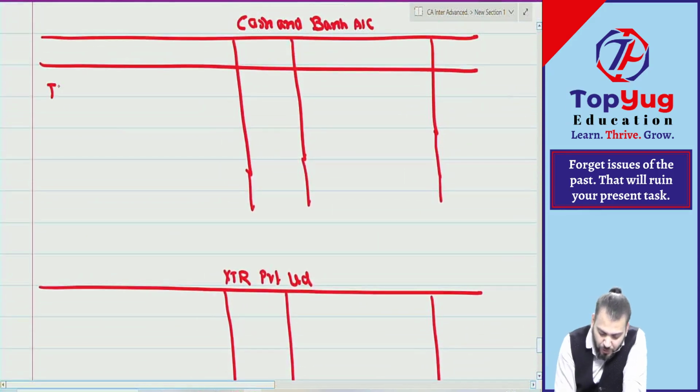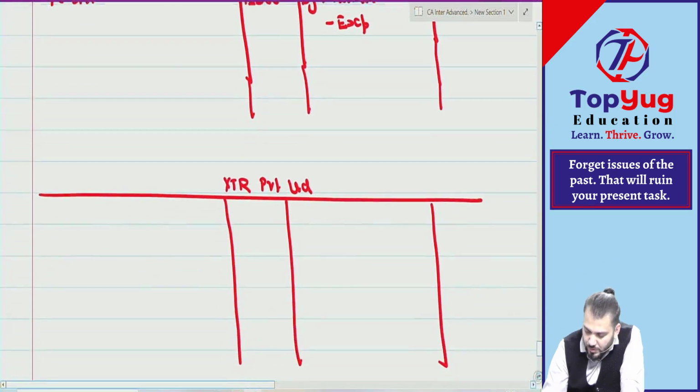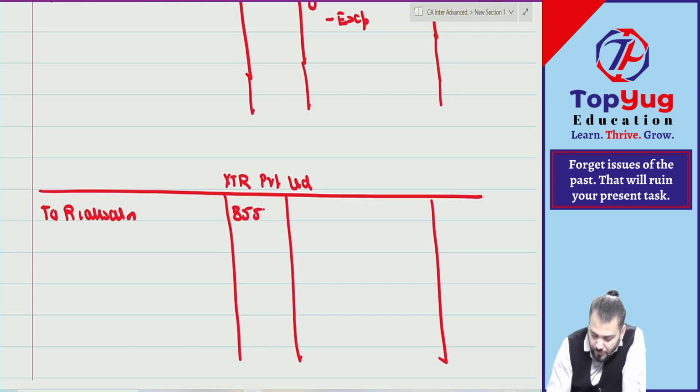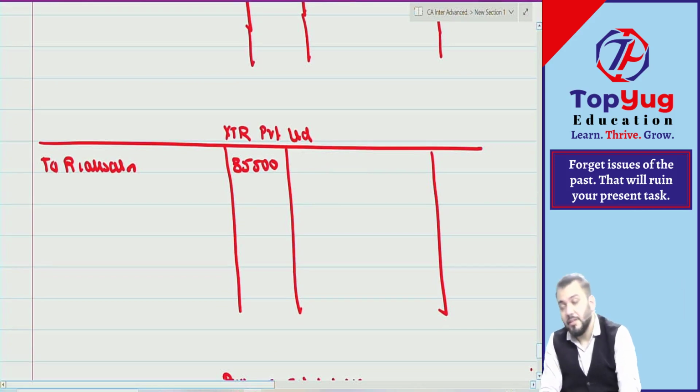Now, to balance brought down, how much? And by realization, how much? Expense, na? I'm just writing all the information. Then to realization, how much? 85,500. Correct. Okay. This much, so I hope all have done.